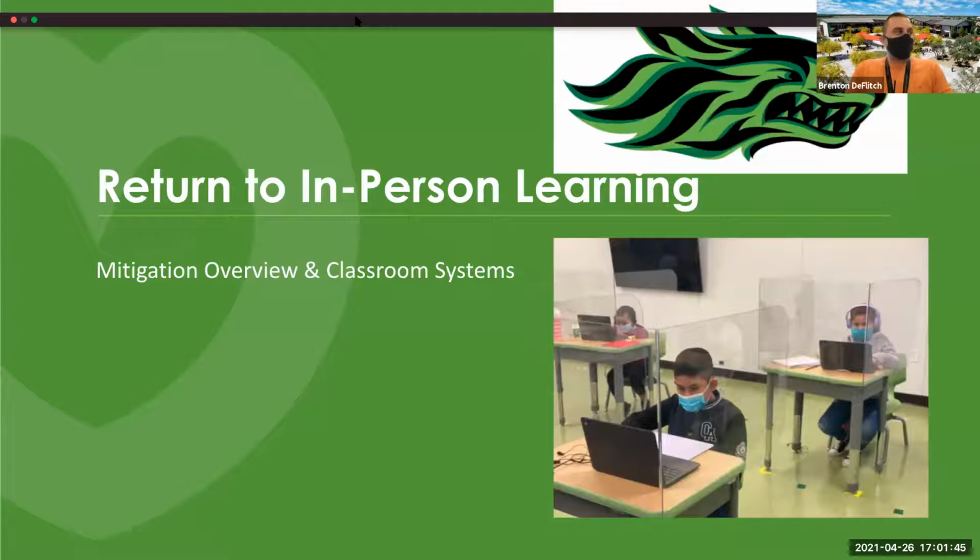Okay, so in this session, we're going to be covering the systems and structures, and we'll be talking about our COVID mitigation factors for our return to in-person learning for phase 2.